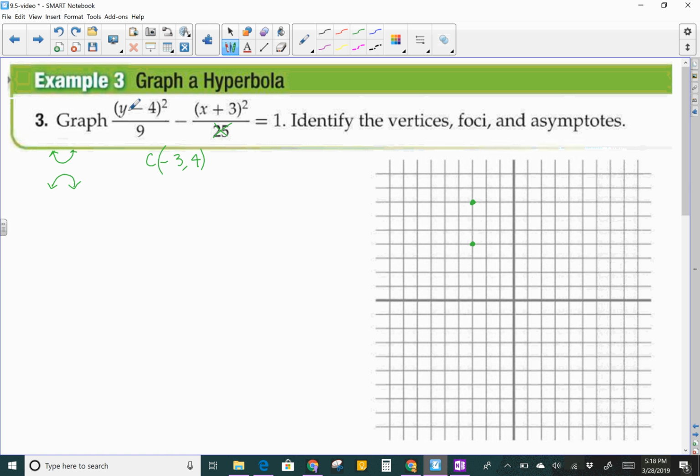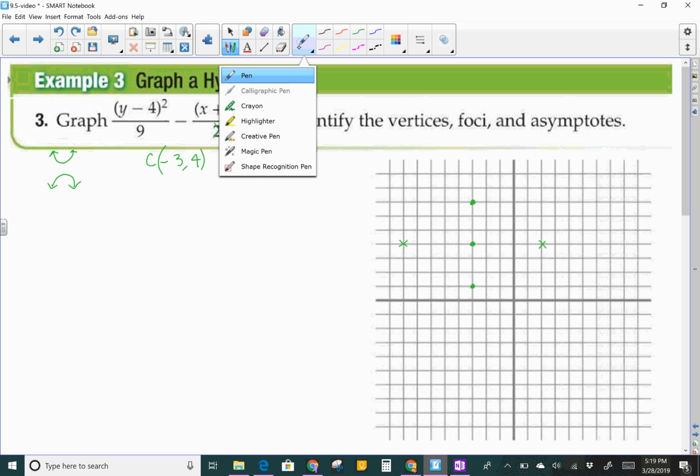Because the 9 is under the y. 1, 2, 3. And then I'm going left and right 5. 1, 2, 3, 4, 5. That's where my x's go. Okay? But that is enough to allow me to draw my box.